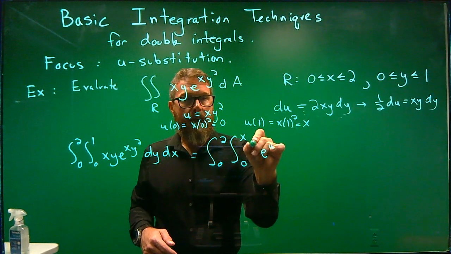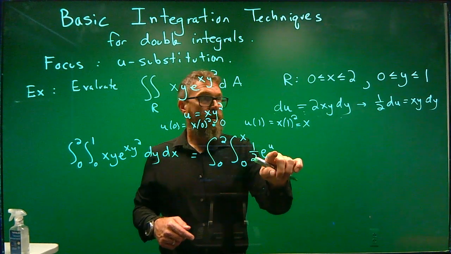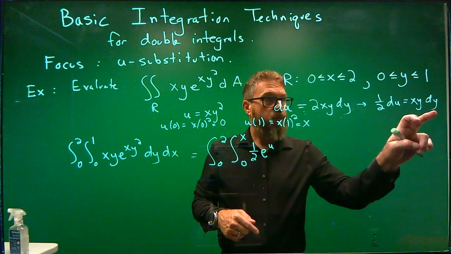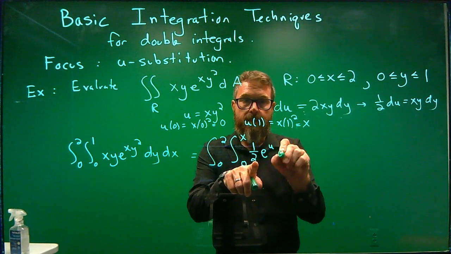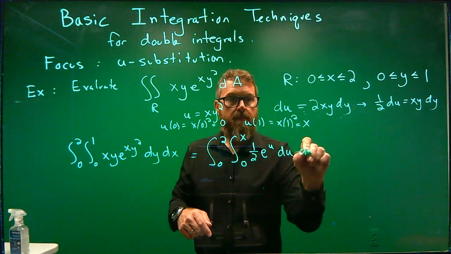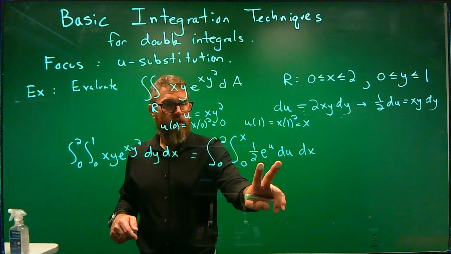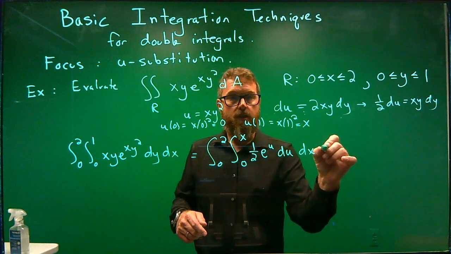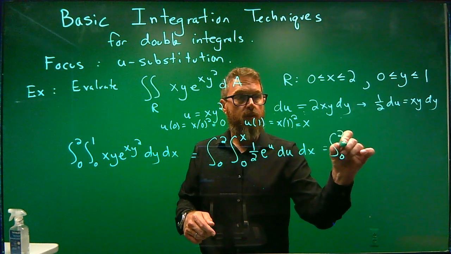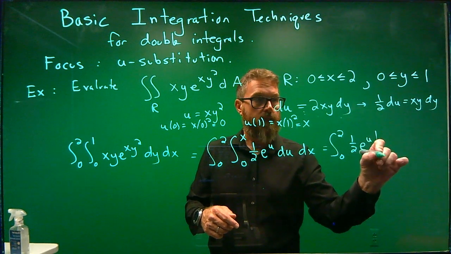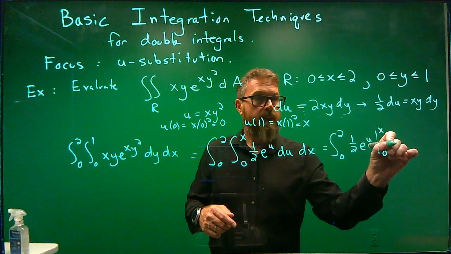So that means I'm going to have this is your e to the u, which happens to be over here, xy squared, and then xy dy becomes 1/2 du. And don't forget our dx. Now I'm going to integrate with respect to u first. So the integral of e to the u is e to the u. So this is going to be equal to the integral from 0 to 2 of 1/2 e to the u evaluated at the bounds, which is going to be 0 and x, dx.